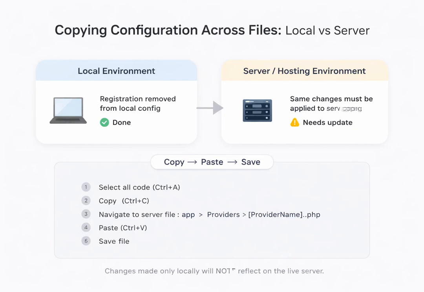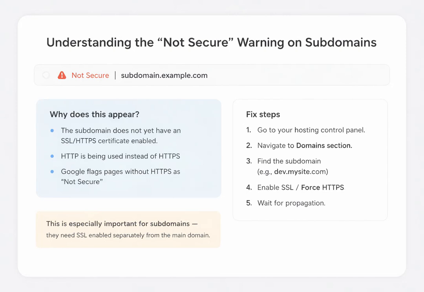An important point that comes up here is the difference between your local environment and your live server. When you make a configuration change, like removing registration from the panel, you've only done it locally on your machine. The live server still has the old configuration, so you need to copy that updated code and paste it into the corresponding file on the server as well. The workflow is straightforward. Select all the code with Control-A, copy it with Control-C, navigate to the correct file on the server, which is inside the providers folder, paste it in, save, and refresh. This is a habit you need to build whenever you make configuration changes. Always sync both environments.